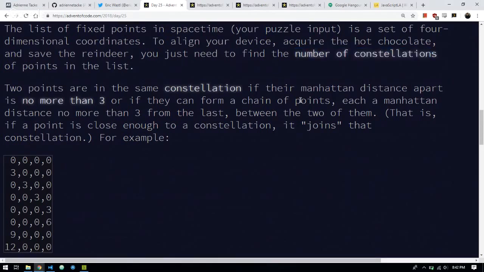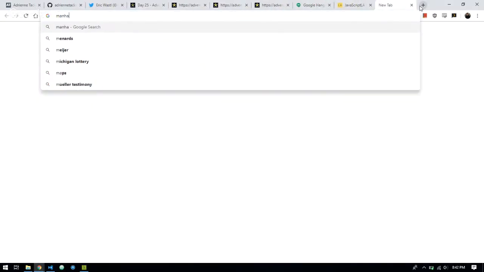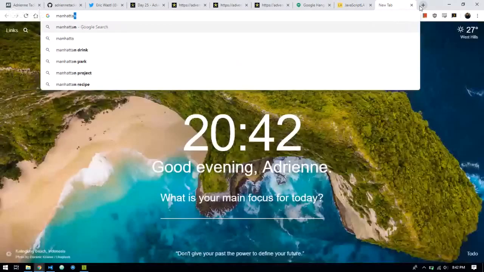Two points are in the same constellation if their Manhattan distance apart is no more than 3, or if they can form a chain of points, each a Manhattan distance apart. Is everyone familiar with Manhattan distance? No. That's the shortest distance between 2 points, Manhattan distance.